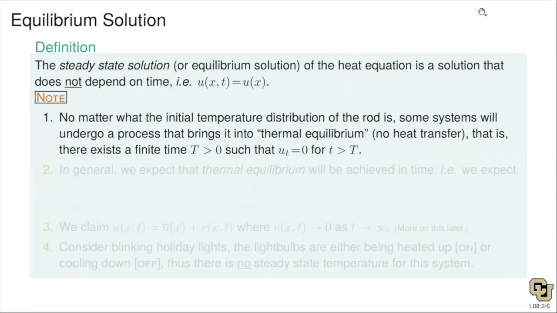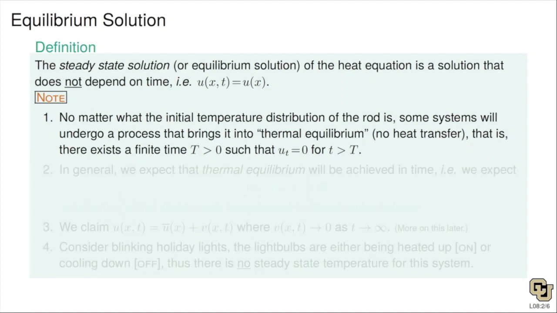So this is an extra complication that we have to worry about in PDEs that we don't have to worry about in ODEs, because in ODEs, we don't typically have the time variable as a separate variable from space. In ODEs, typically the independent variable is time or space, not necessarily both. Here it's both. So we have to think about what happens when t goes to infinity. And so no matter what the initial temperature distribution of the rod is, some systems will undergo this physical process that brings it to what we call thermal equilibrium.